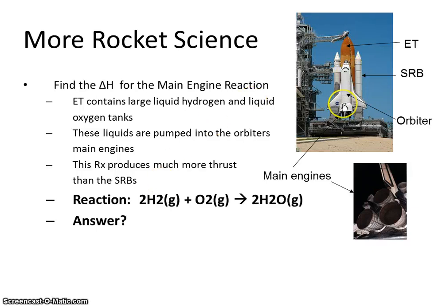The main engines, the actual engines that are responsible for getting the shuttle off of the ground, we see here, huge engines, and what they use is simply hydrogen and oxygen that's in what's called the external tank. Tremendous amounts of liquid hydrogen and liquid oxygen are in the external tank. They're pumped through the shuttle into the main engines, which are ignited, and produce a tremendous amount of energy, enough to provide the thrust to help get the space shuttle off of the launch pad and into orbit. So there's another problem for you to solve, calculating the delta H for that reaction.